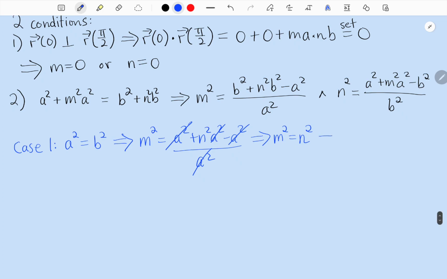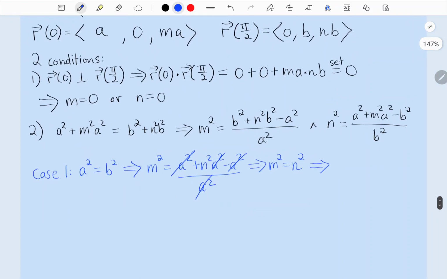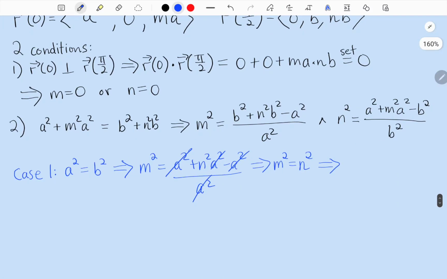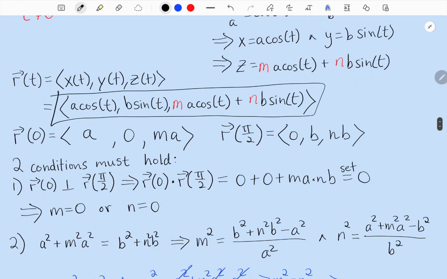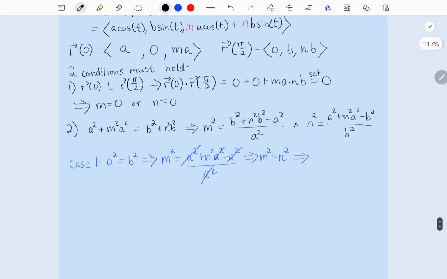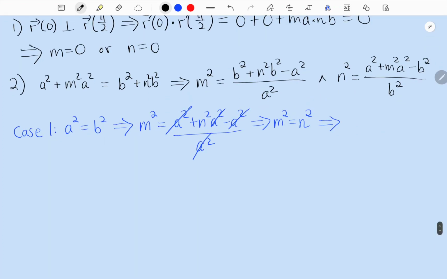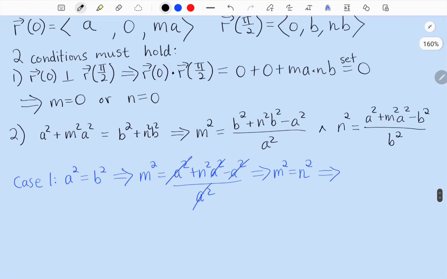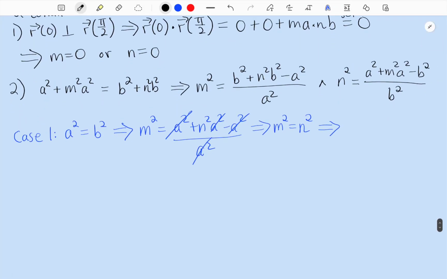But what does this mean? Notice that these two conditions must hold in order for this parameterization to parameterize a circle, a tilted circle, maybe a tilted circle. And I say maybe because of this case. In general, it looks like a circle, right? So A squared equal to B squared implies m squared is equal to n squared.